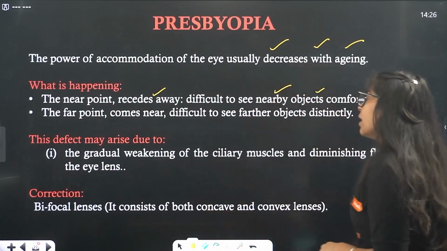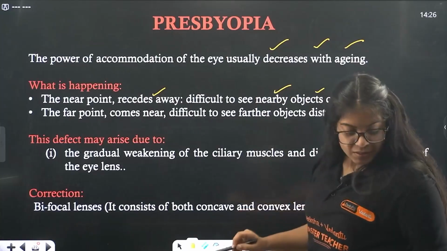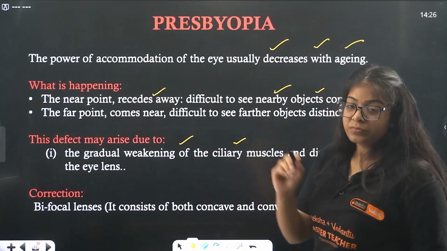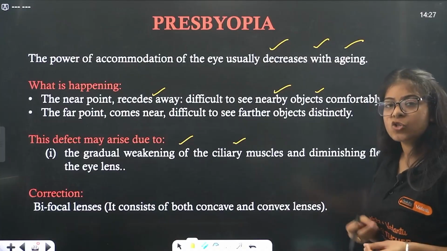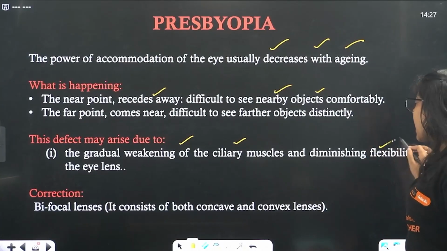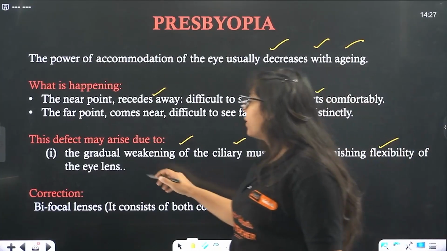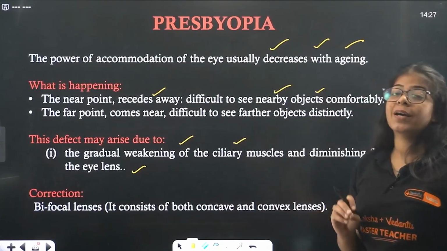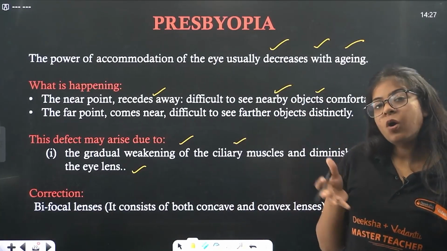That is presbyopia. It happens due to the gradual weakening of ciliary muscles, which diminishes the flexibility of the eye lens. Done. Now, ma'am, how do we correct this one?